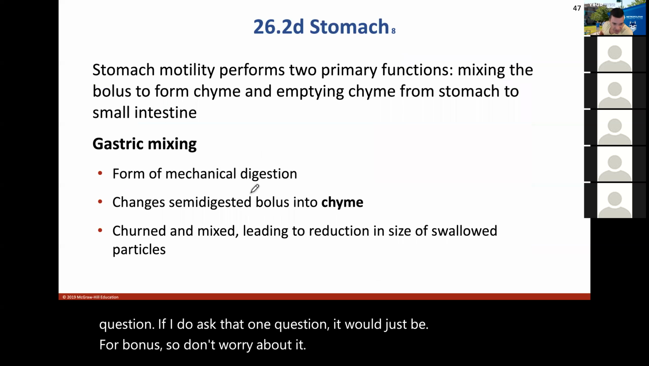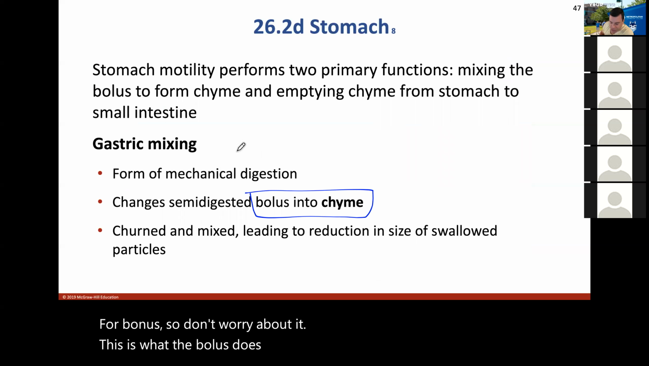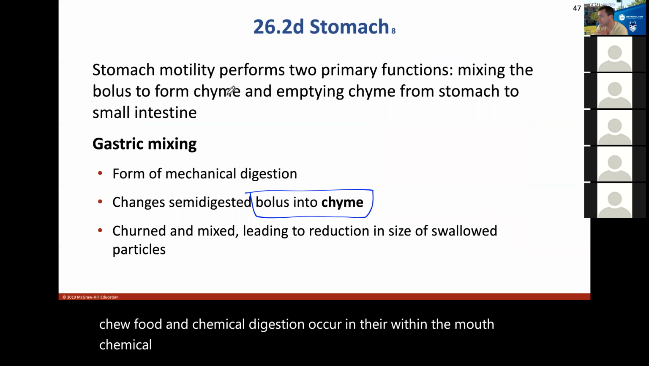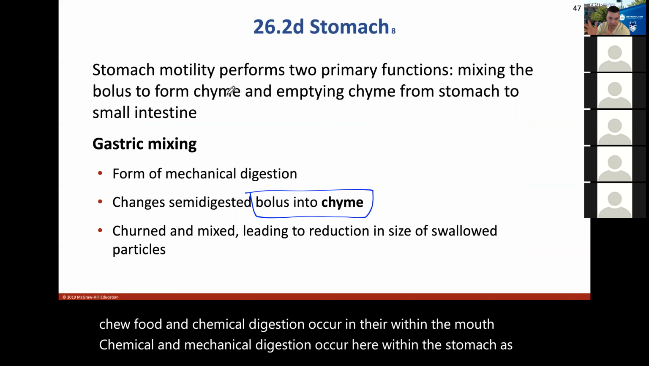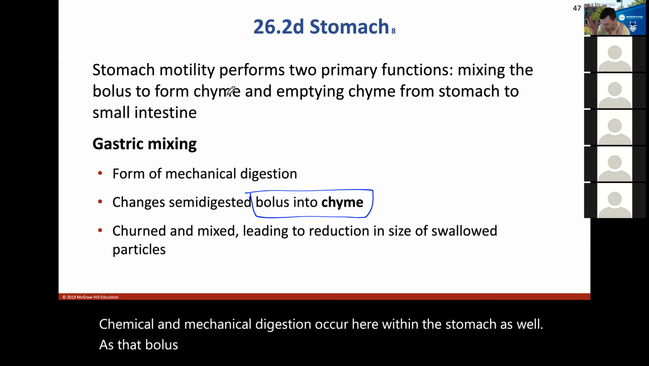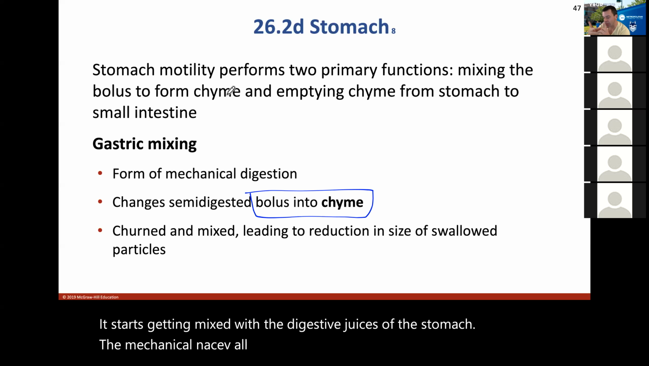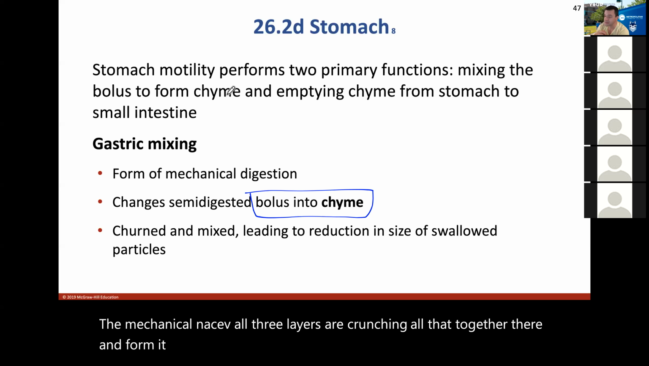This is what the bolus does. Bolus is what you form in the mouth when you chew food. And mechanical and chemical digestion occur there within the mouth. Chemical and mechanical digestion occur here within the stomach as well. As that bolus of food enters into the stomach, it starts getting mixed with the digestive juices of the stomach. The mechanicalness of all 3 layers are crunching all of that together and forming it into this disgusting paste-like material called chyme.